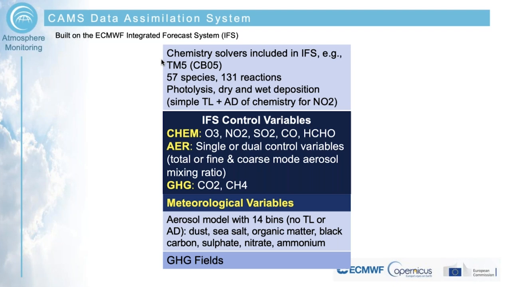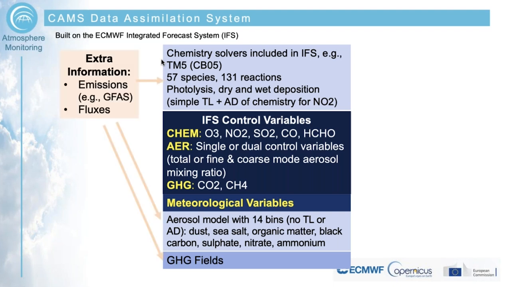And then for the aerosol model, we have 14 bins. This is basically dividing up the aerosol types by the species, whether it is desert dust, sea salt, organic matter, black carbon, sulfate, nitrate, or ammonium. And then the size of the particles is also taken into account. And then greenhouse gas fields, as I mentioned. So we initialize the composition forecast using additional information such as emissions. GFAS, which I'll come to shortly, is providing daily global wildfire emission estimates, but also fluxes from anthropogenic sources as well as natural sources.